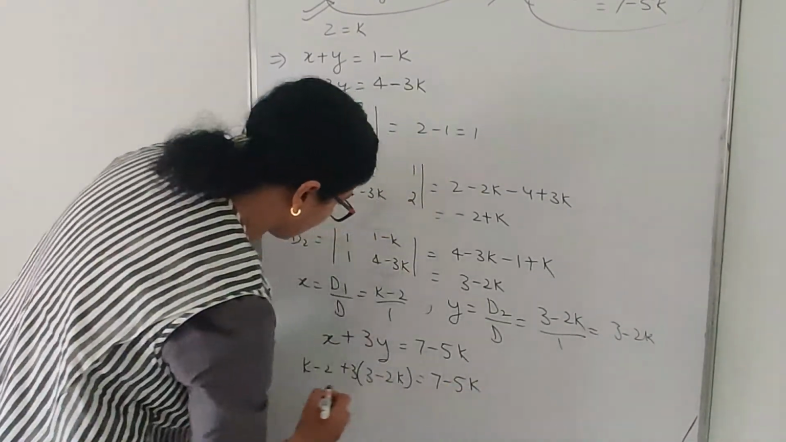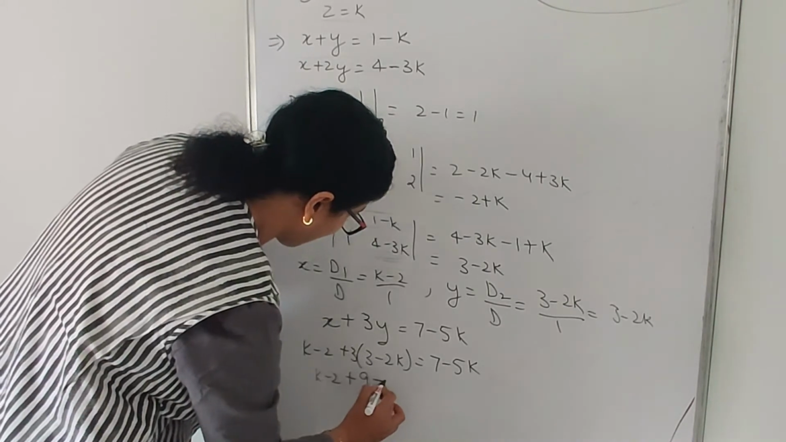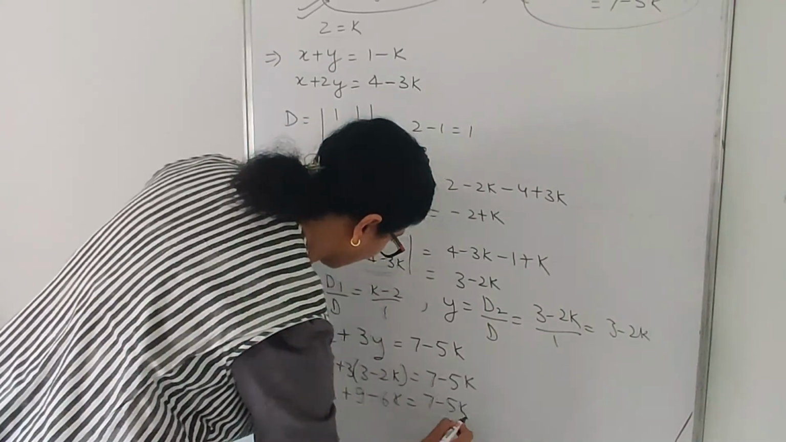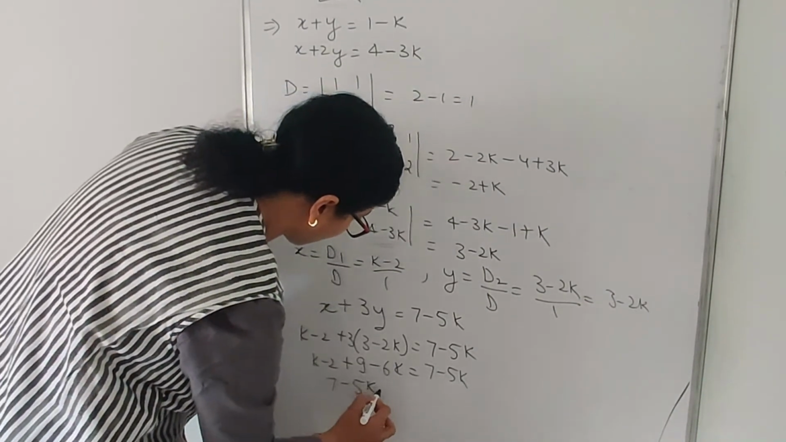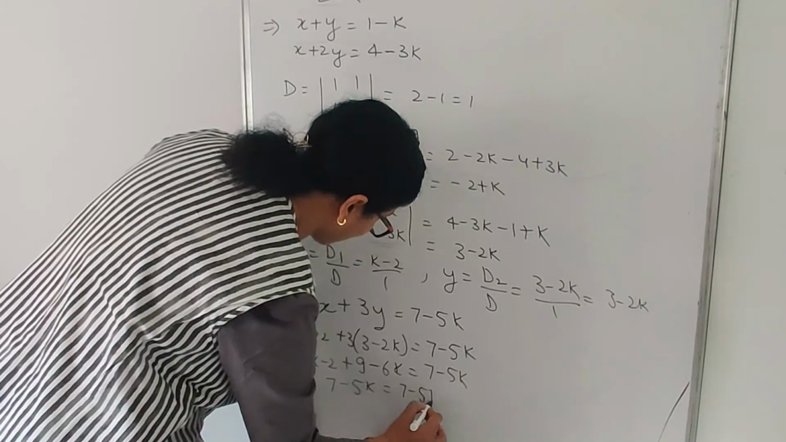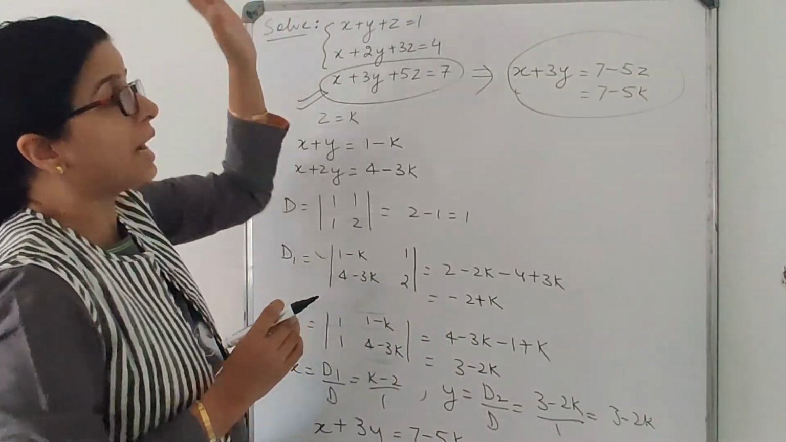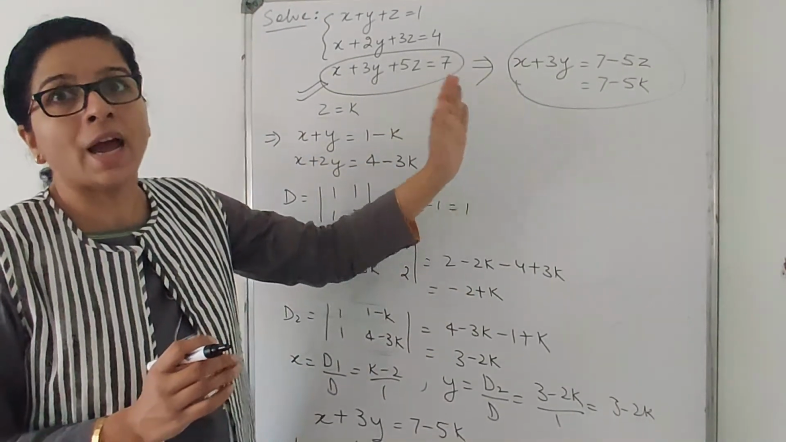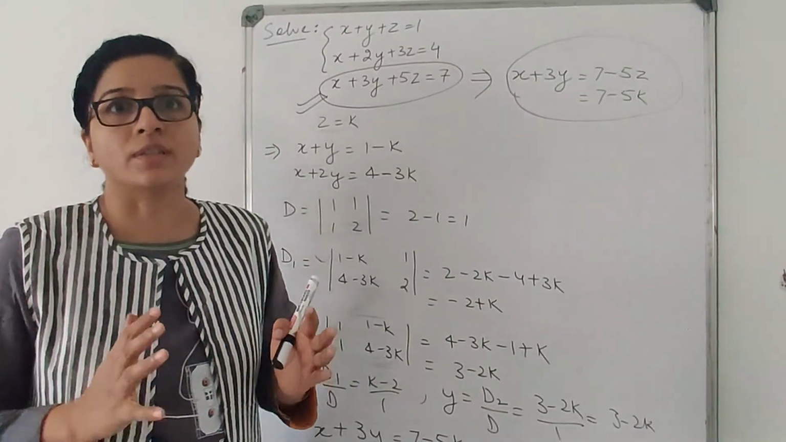Solve it. So I am getting k minus 2 plus 9 minus 6k equals 7 minus 5k. Correct? So 9 minus 2 is 7 minus 5k equals 7 minus 5k. So it means my system of equations is consistent. It has infinitely many solutions, and you can give any value to k and you will get the values of x and y. Now we'll solve a homogeneous system of equations.